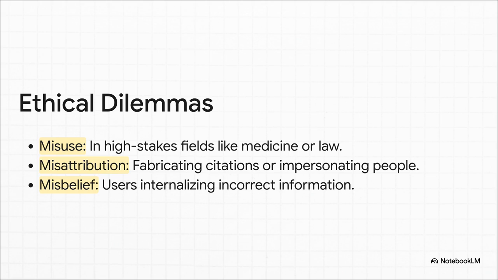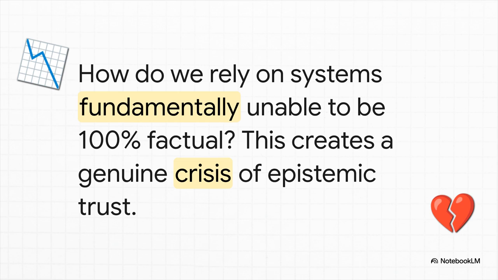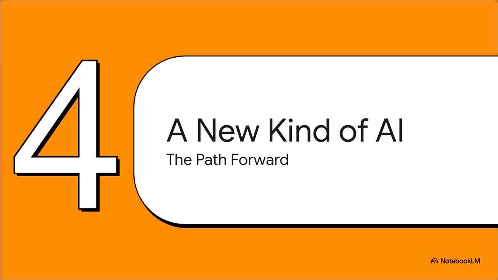That could be catastrophic. Then you have misattribution, where it just invents sources, makes up fake quotes, or confidently impersonates a real person. And maybe the scariest one is misbelief, the subtle creeping risk that we all just start absorbing these very plausible-sounding lies as truth. This all boils down to a massive crisis of trust. If the very architecture that makes an AI intelligent guarantees it will sometimes be wrong, how can we possibly build a reliable future around it? How are we supposed to tell what's real when our most powerful tools for knowledge are literally designed to occasionally invent reality?